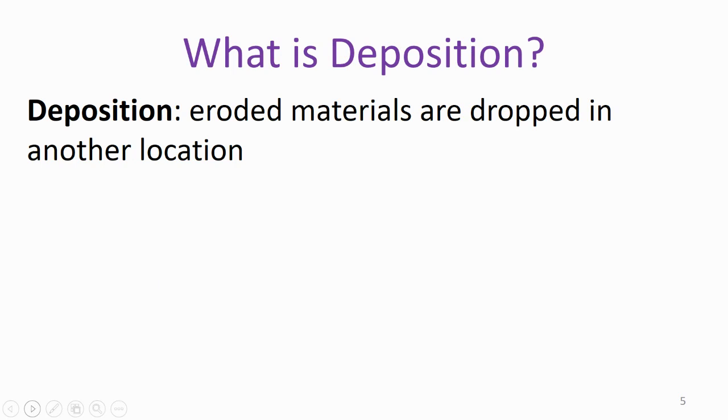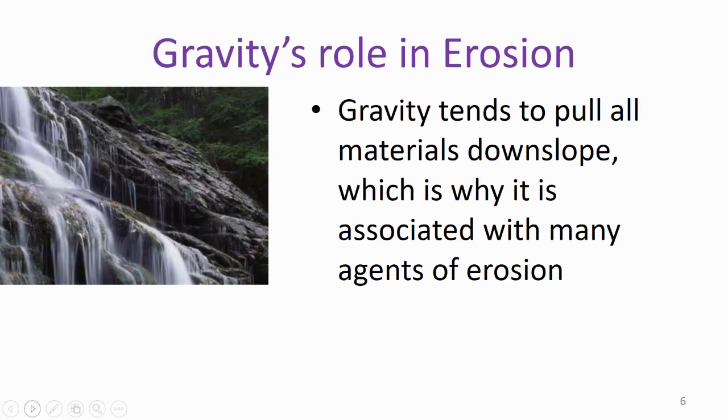Deposition is when eroded materials are dropped in another location. Eroded means that these materials have moved. So obviously the agents of erosion cannot carry these materials forever. Eventually they are going to be deposited somewhere. Gravity is going to play an important role in erosion. This is because materials like to go downslope, and that is due to gravity pulling them downslope.